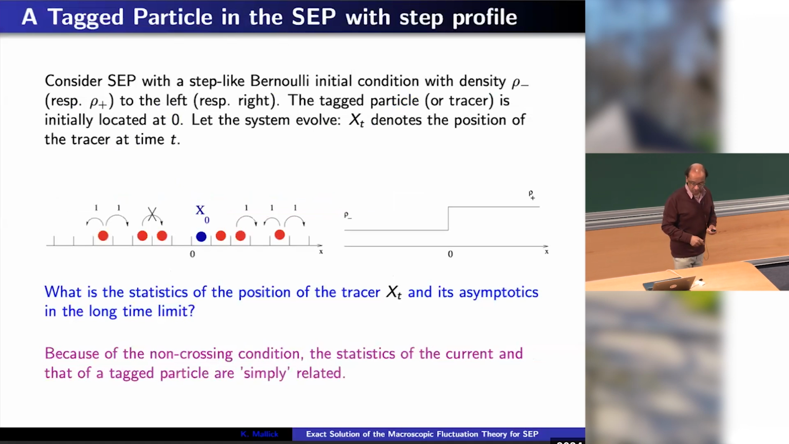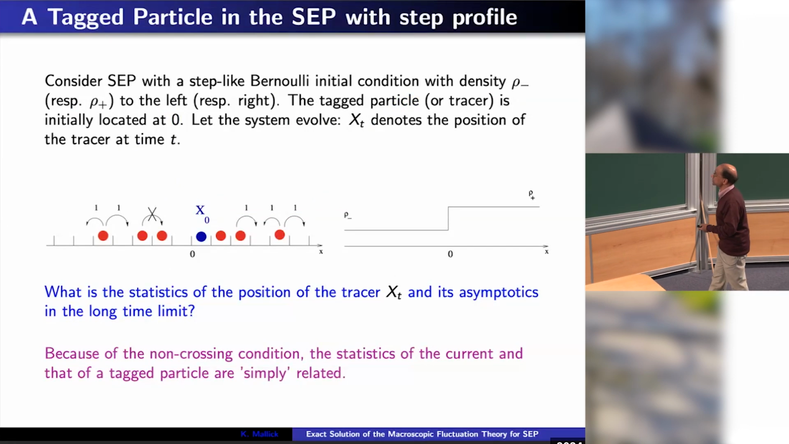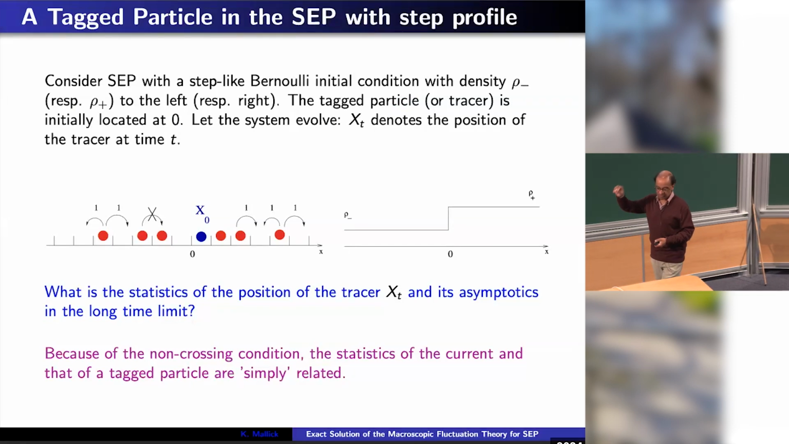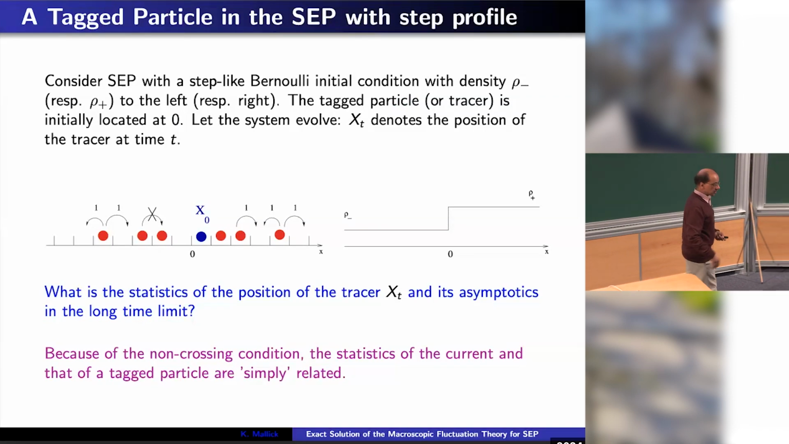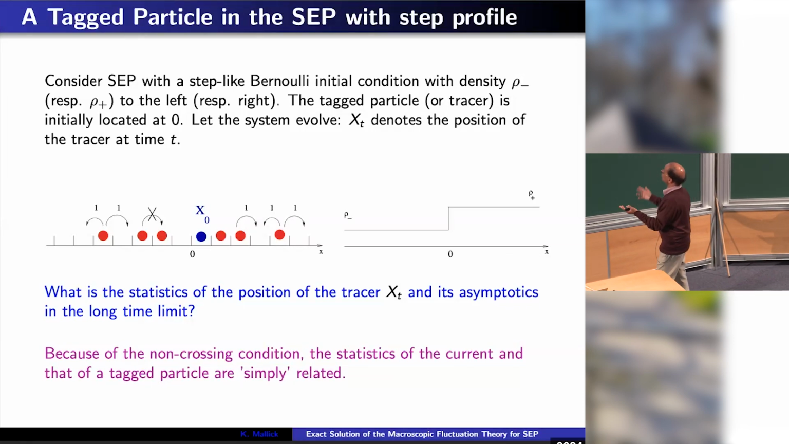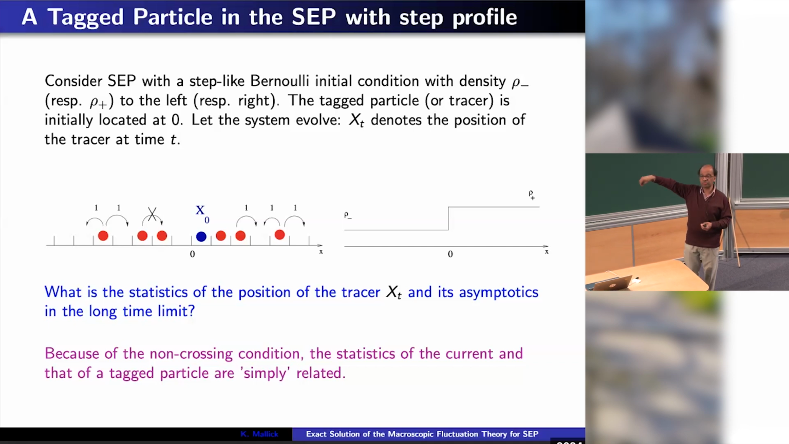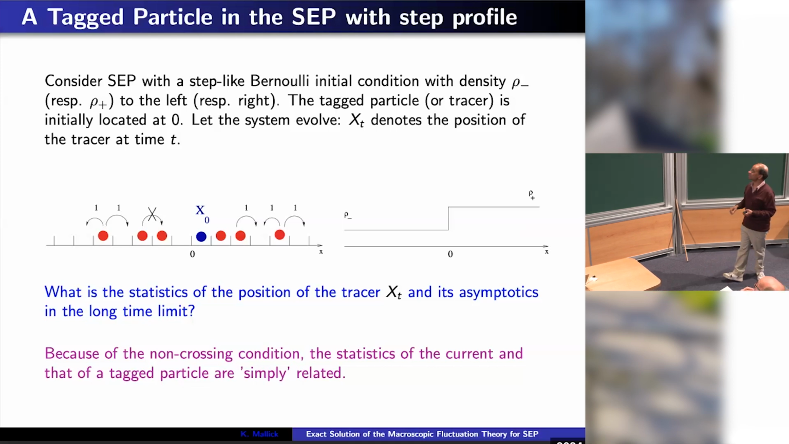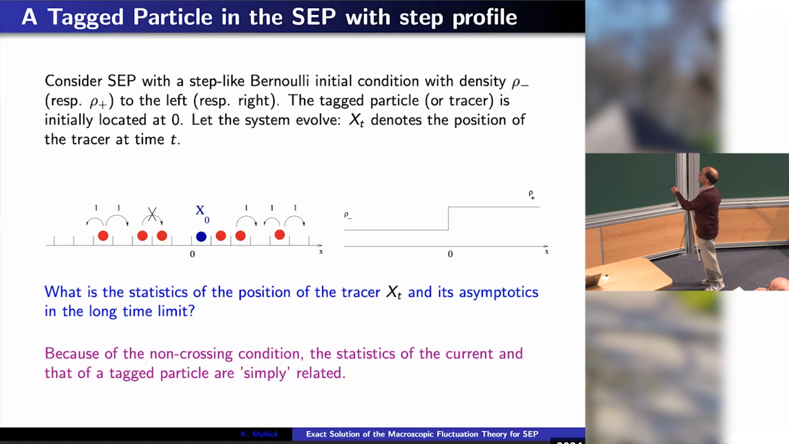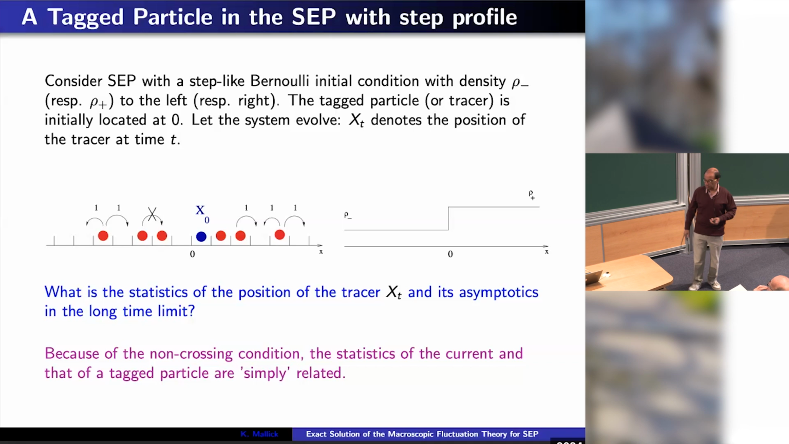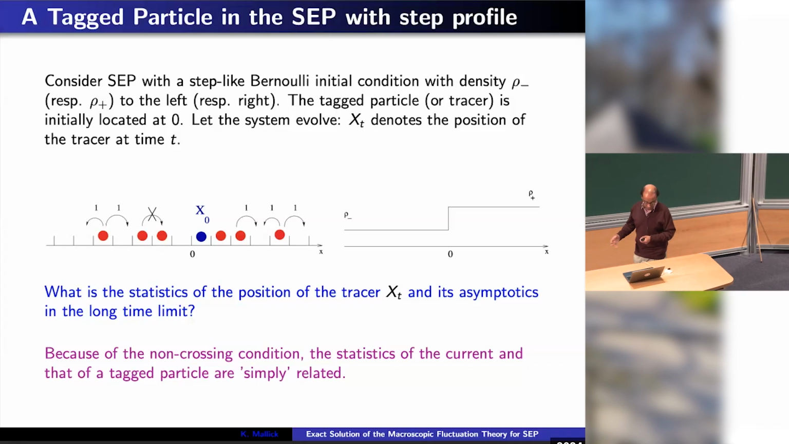Now another problem which is very closely related to the previous one. I do the same system, but now I tag a particle. I tag a particle that I put at position 0 at time 0, and again I have my two densities, more on the left and less on the right, or the opposite. And I monitor the position of this blue particle, same dynamics as the others, but I'm just looking at it. I call xt its position at time t, and I want to know the statistics of xt in the long time limit, or maybe even for all times, given the initial conditions.